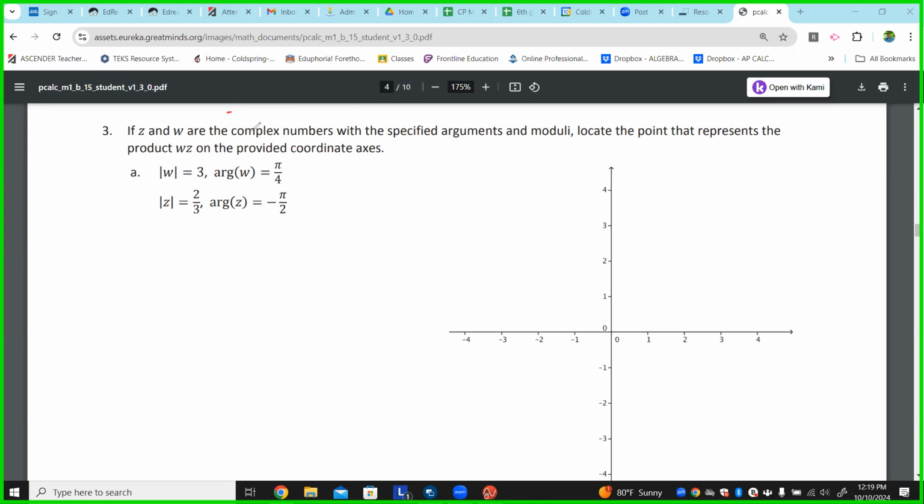All right, so here we go. This one says if Z and W are the complex numbers with the specified arguments and moduli, remember the moduli is the same thing as the modulus, the distance, the magnitude, the absolute value. Locate the point that represents the product WZ on the provided coordinate axis. The alternative here is I need to figure out what the original complex numbers W and Z are so that I'm able to calculate what WZ's point is.